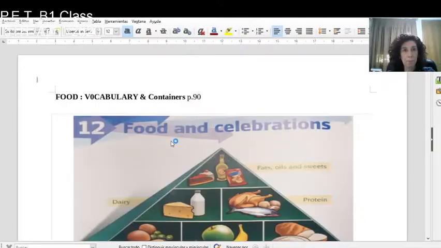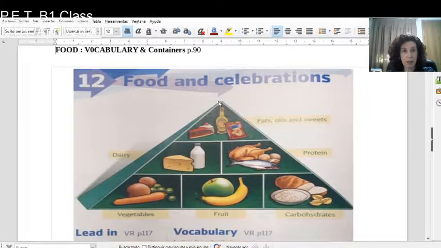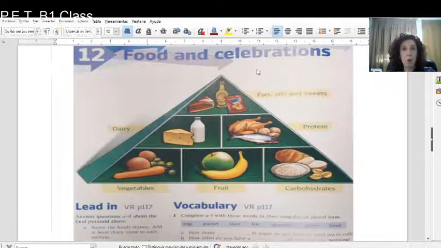So let's start. Do you have the book in front of you? Page 90, food and celebrations. Let's start now. Here you will have this picture, the same as in your book. Food, vocabulary and containers, page 90. Food and celebrations. Why do you think that we have this title?